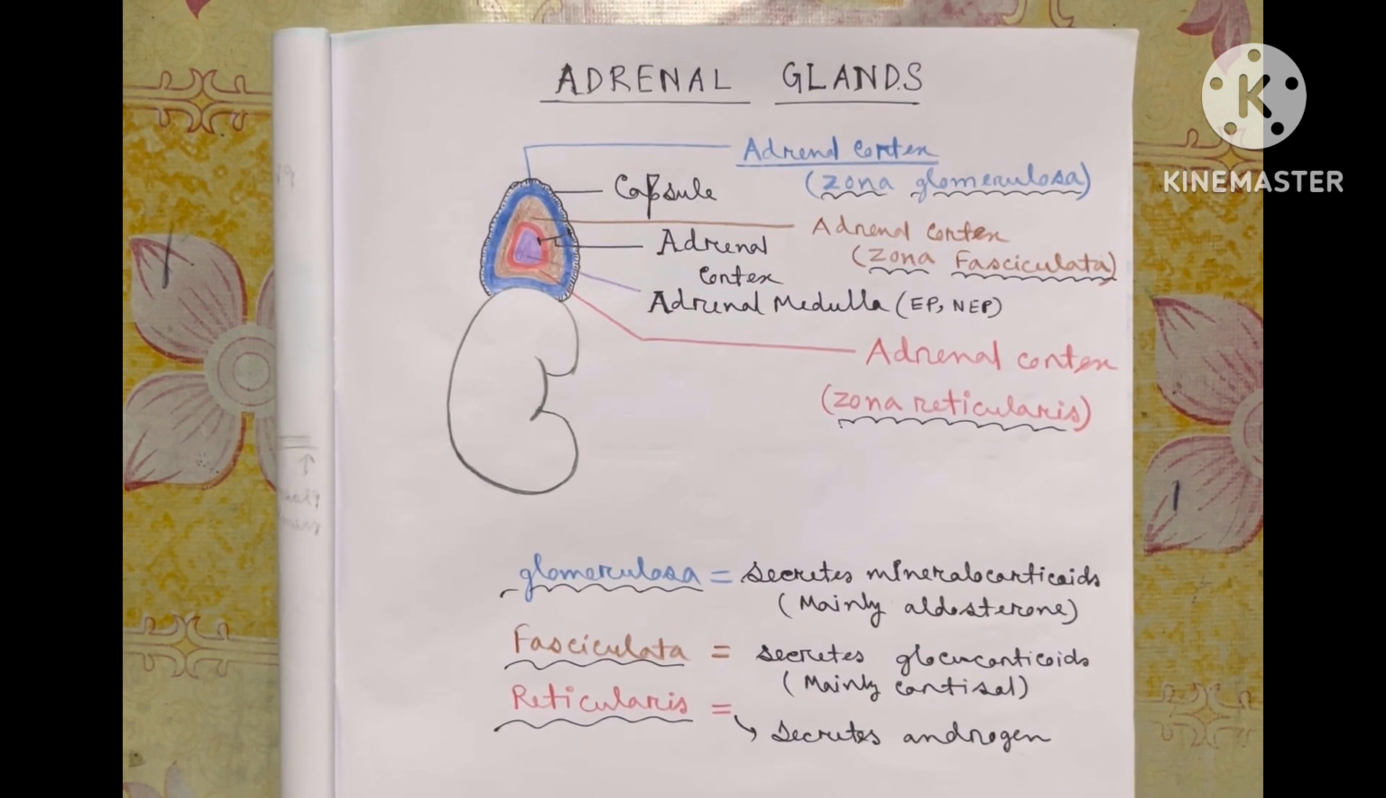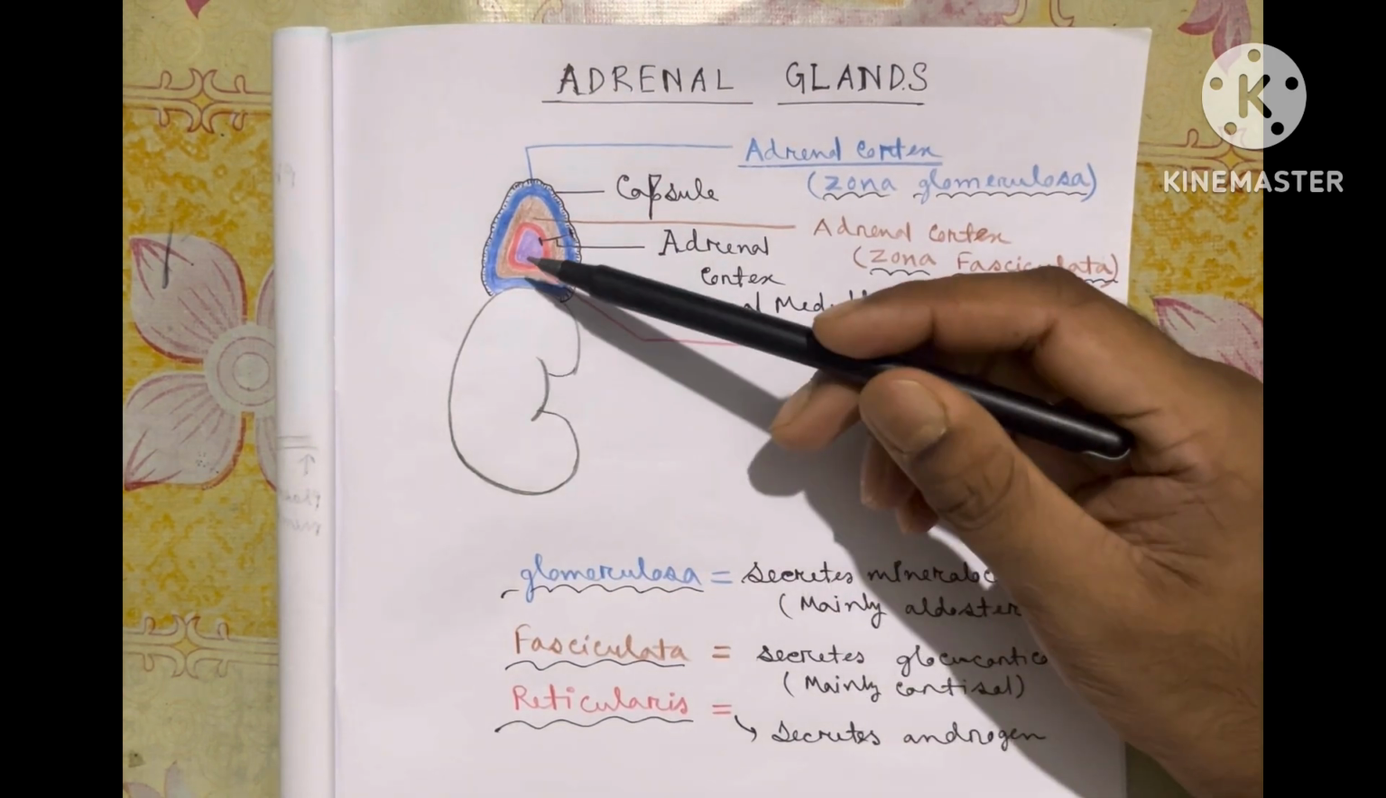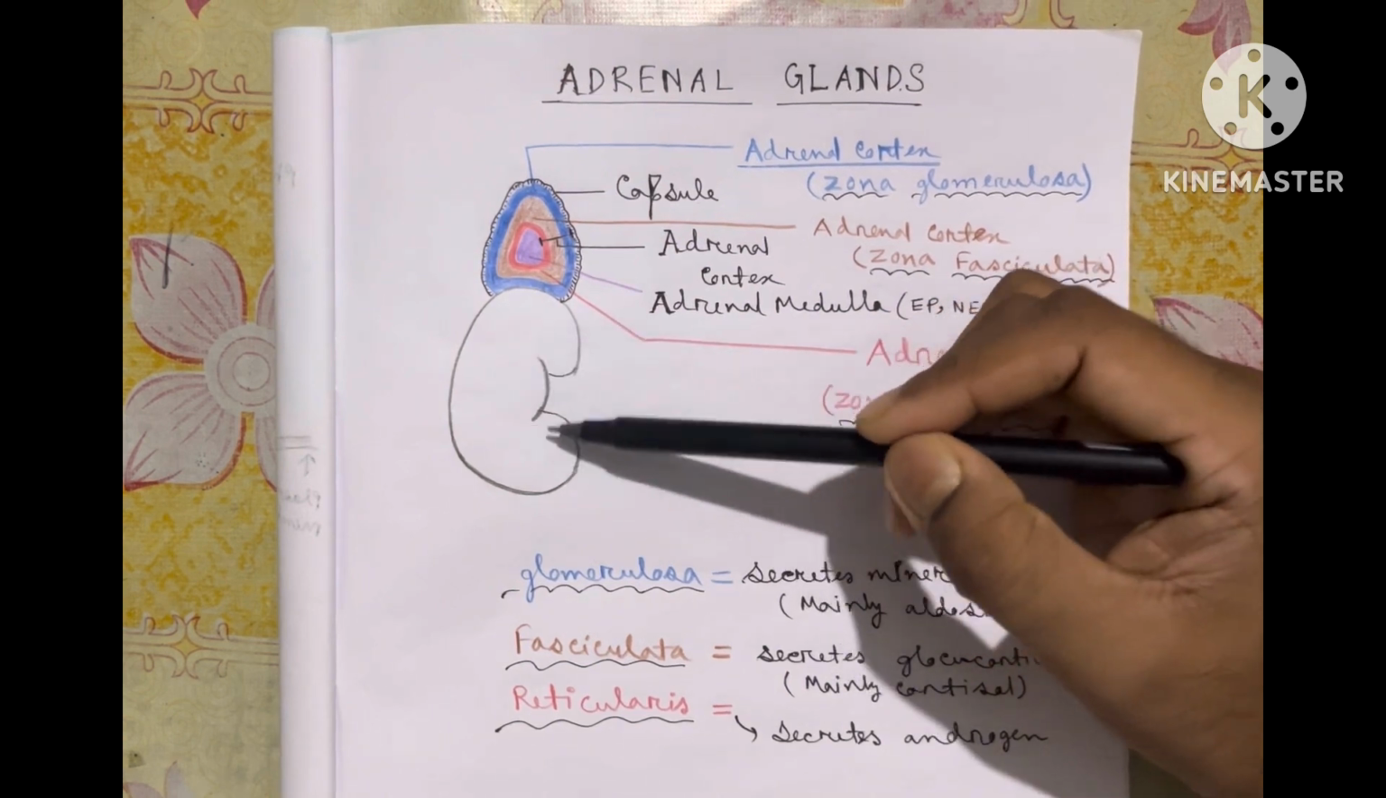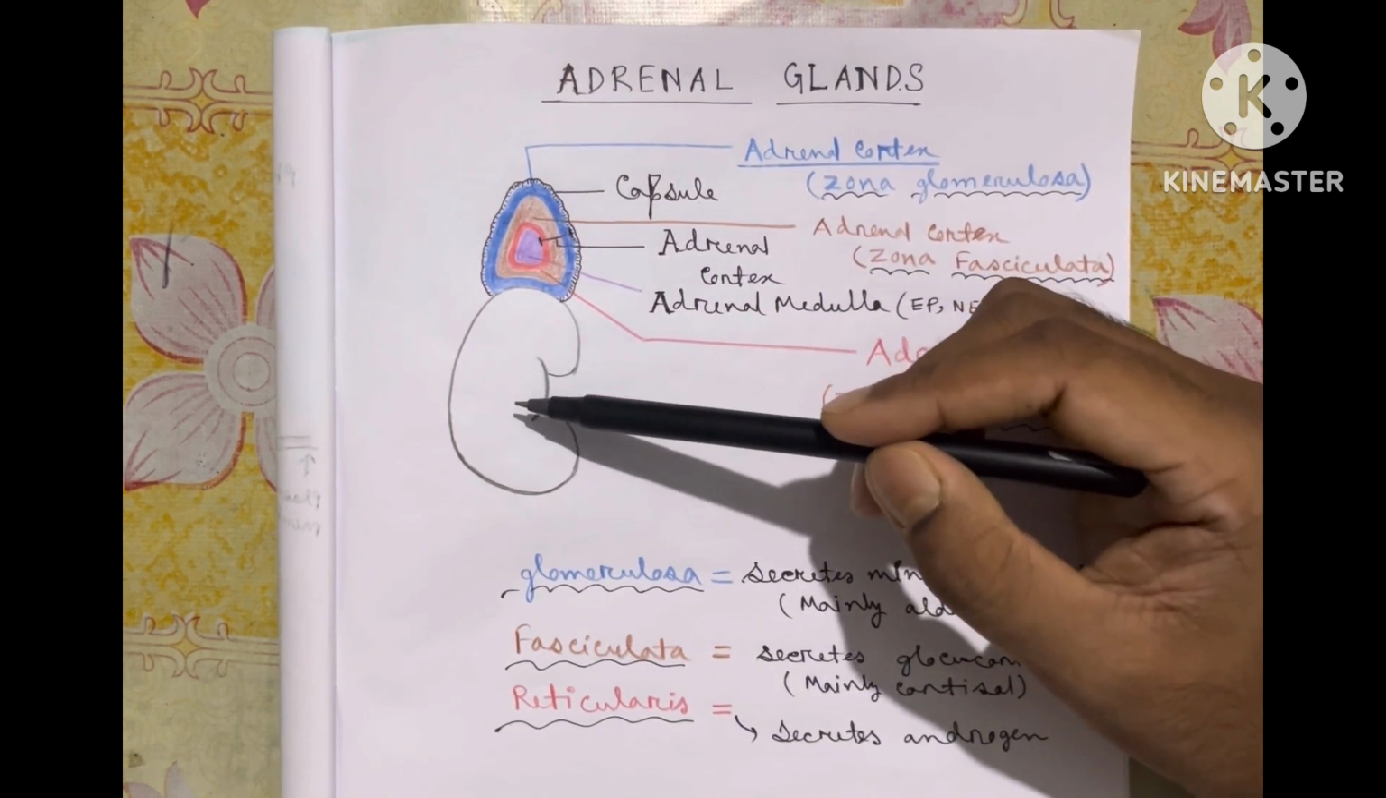So today in this lecture we are going to discuss the basic anatomy of the adrenal glands. They are paired, two glands, and they are suprarenal. Suprarenal means they are superior to renal, and renal means associated with the kidneys.